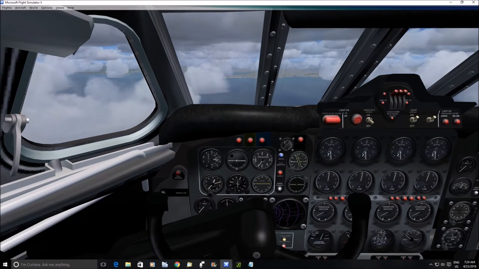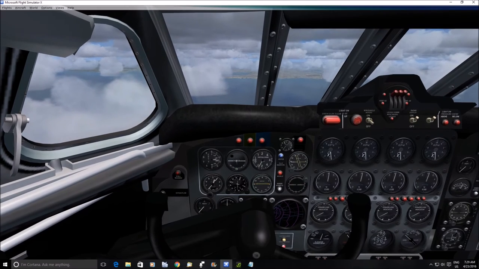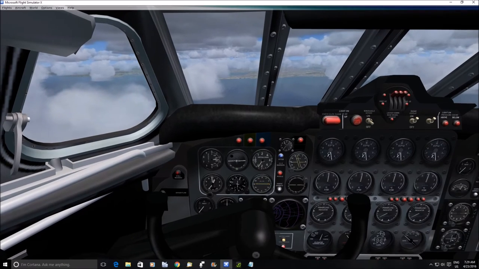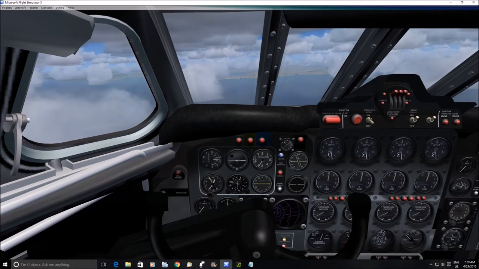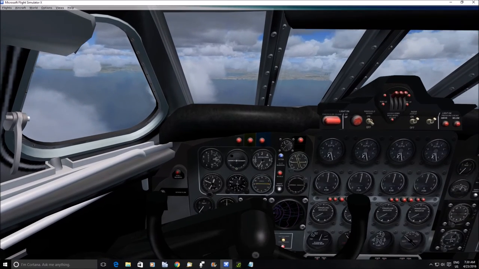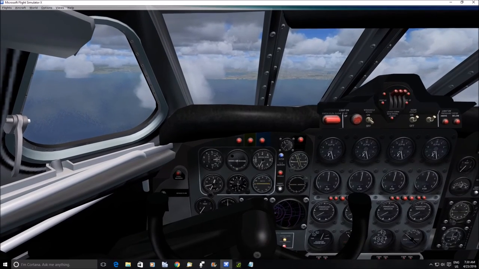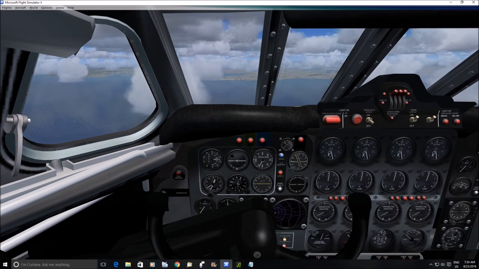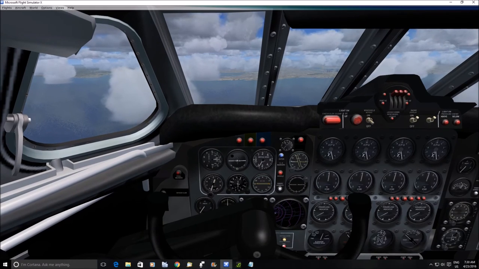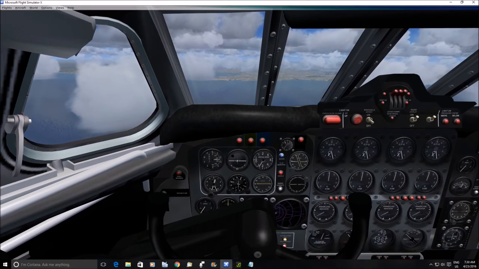So there's a guy making a Comet model for X-Plane. I can't remember his name right now, but supposedly it's almost finished. And I don't know if it's going to be a payware airplane or not. But I'd be interested to see how it flies compared to what I've done here, just to see the similarities or differences. So I may have to purchase X-Plane 10 to do that.